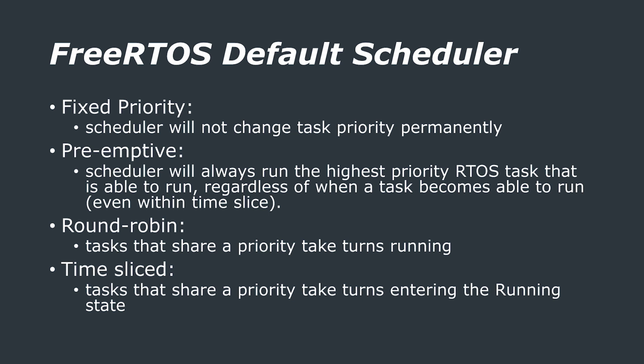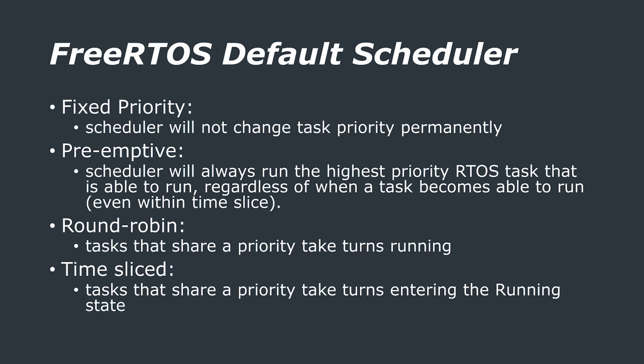FreeRTOS uses a fixed priority, preemptive scheduling policy with a round-robin time slicing of equal priority tasks. This might sound a bit complicated to begin with, but it becomes a lot more straightforward once we break it down. The fixed priority part means that the scheduler will not permanently change the priority of the task that you've set. The preemptive bit means that the highest priority RTOS task that is able to run will run regardless of when it becomes able to run.